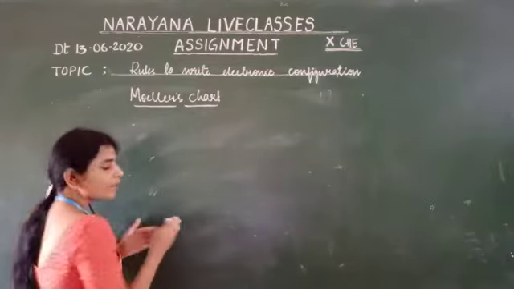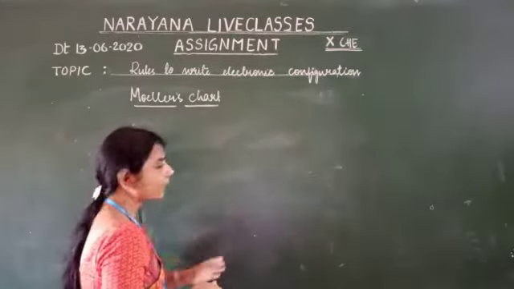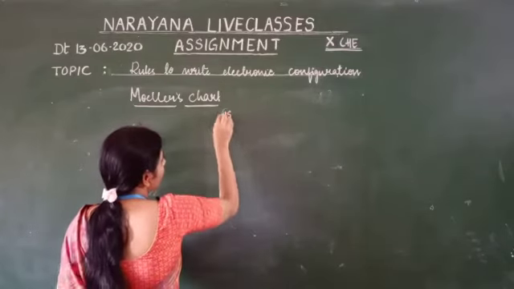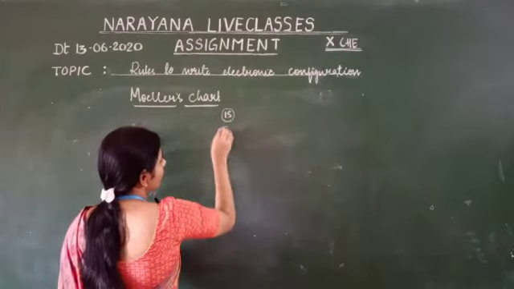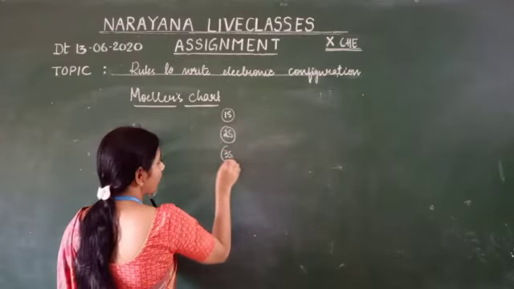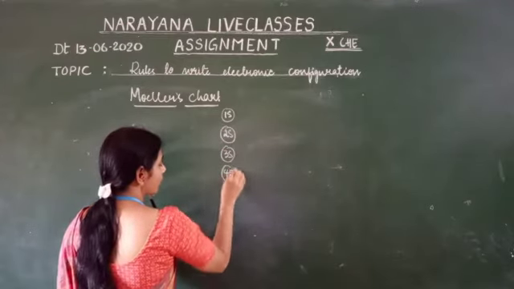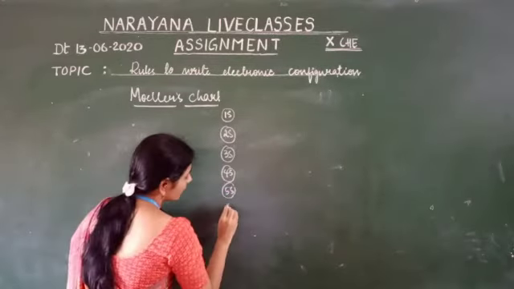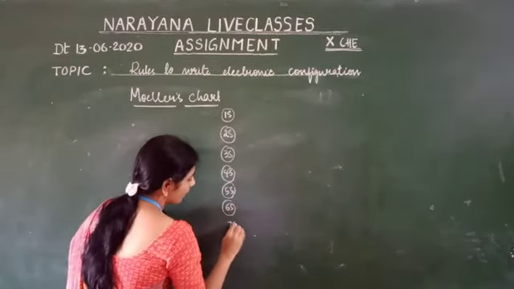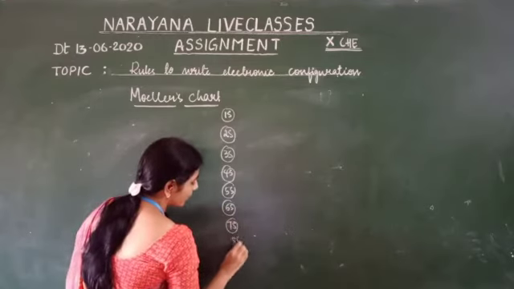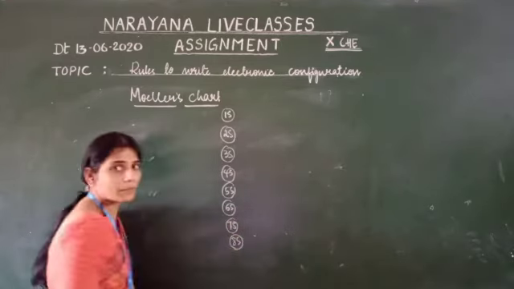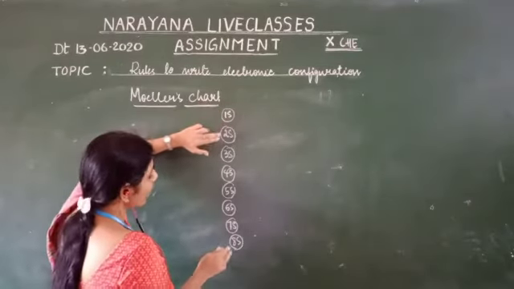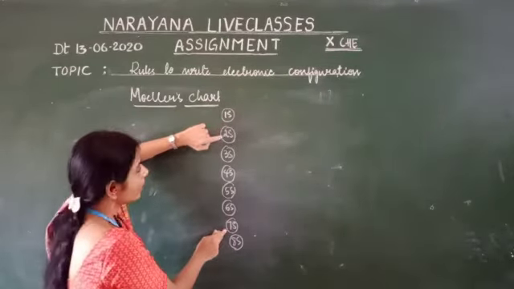Coming to that, first write only the s orbitals in a vertical line: 1s, 2s, 3s, 4s, 5s, 6s, 7s and 8s. To draw this diagram, remember that first you have to leave the terminals and start writing from the interior one.